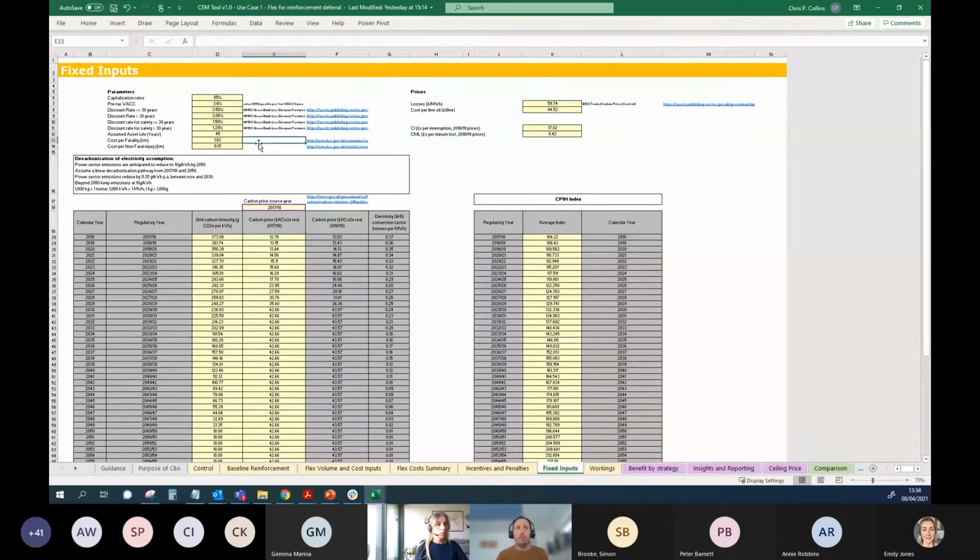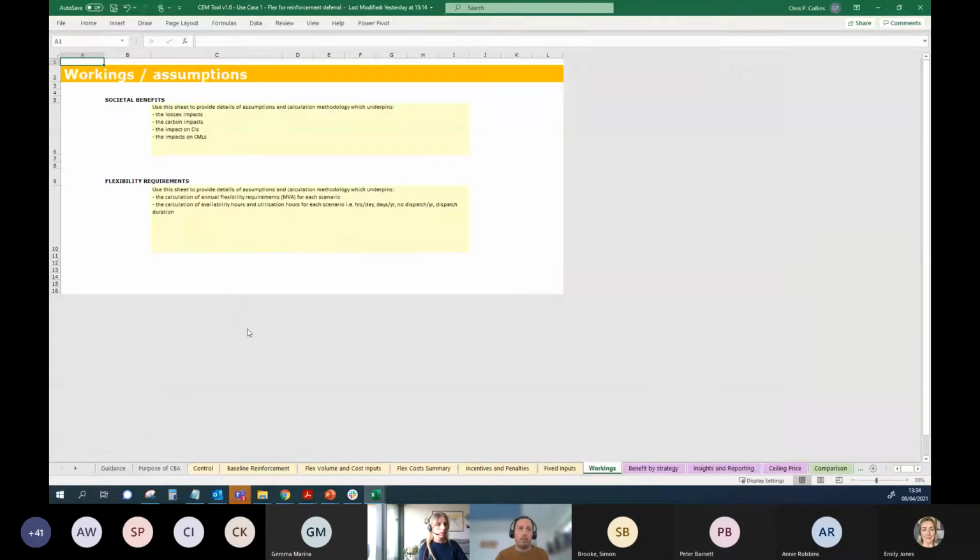These are all for the DNO to make sure they are relevant to them and are up to date given their determination. And that's really it in terms of the inputs. The only other input tab is this workings tab, which I think I said at the start is just a placeholder that allows the DNOs to document anything to do with the assumptions they are making.